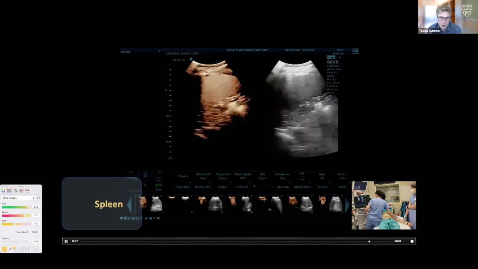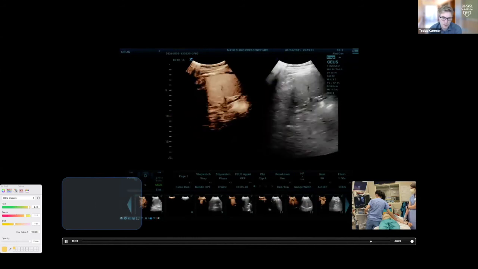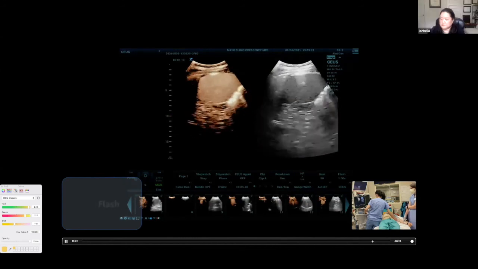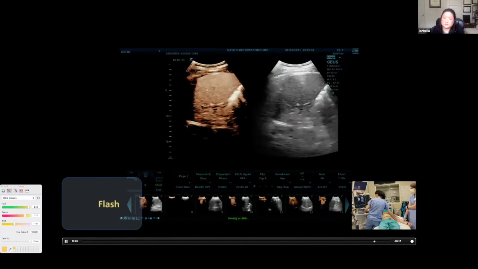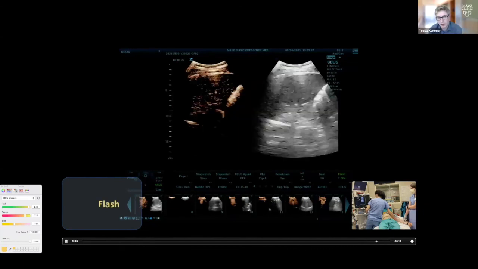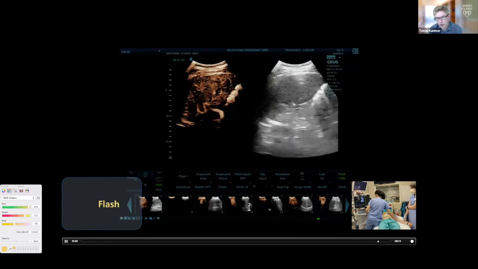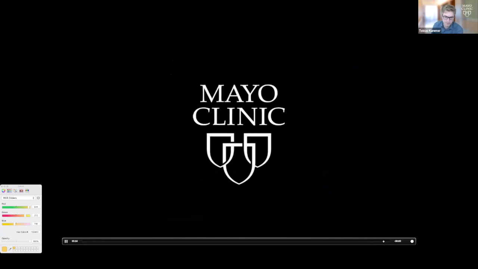If you have a machine that has a focal zone, you want to set the focal zone at the bottom of the image. And typically you can tell if you have too much contrast, there's the flash, because then the bottom part of the image gets obscured because there's so much absorption from the contrast. And that was the exam.